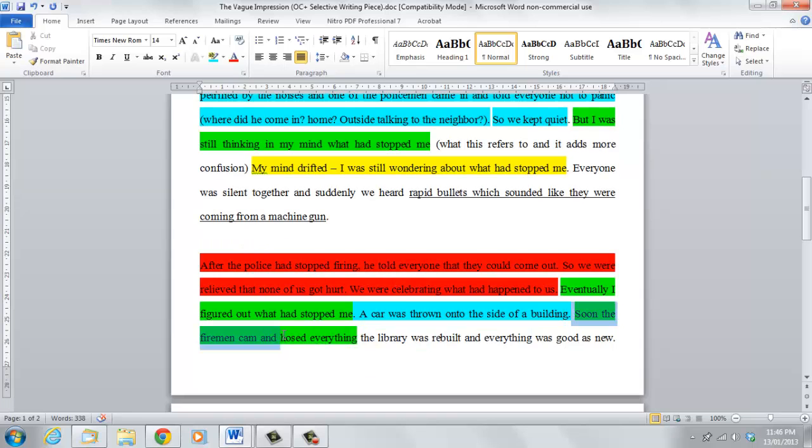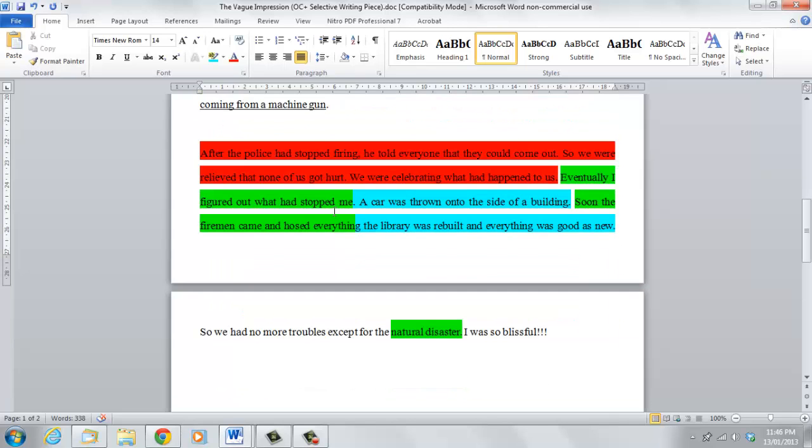Soon the firemen came, and hosed everything. The library was rebuilt and everything was as good as new. Again, this part of the story, there's a bit of confusion. How could the library be rebuilt in such a quick time when the firemen just came and hosed everything? There's too much activity going on so that your main story is actually being taken away. I'm not actually sure what the main story is because of all this activity.